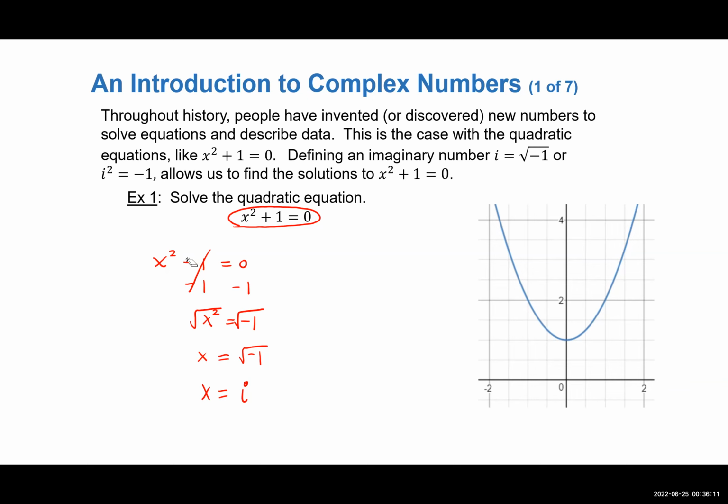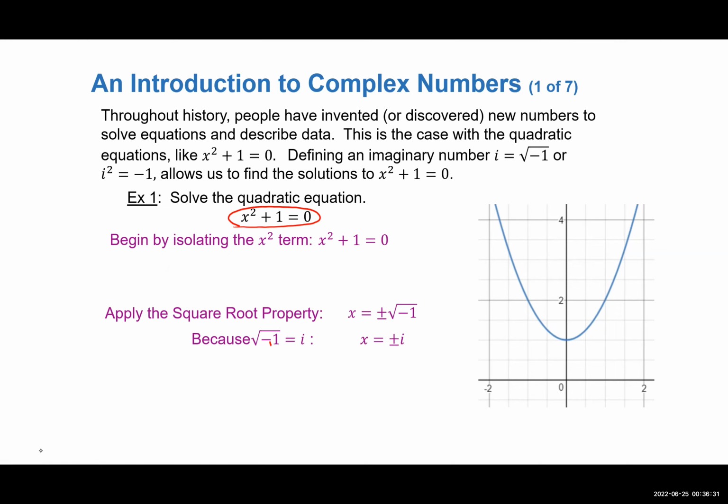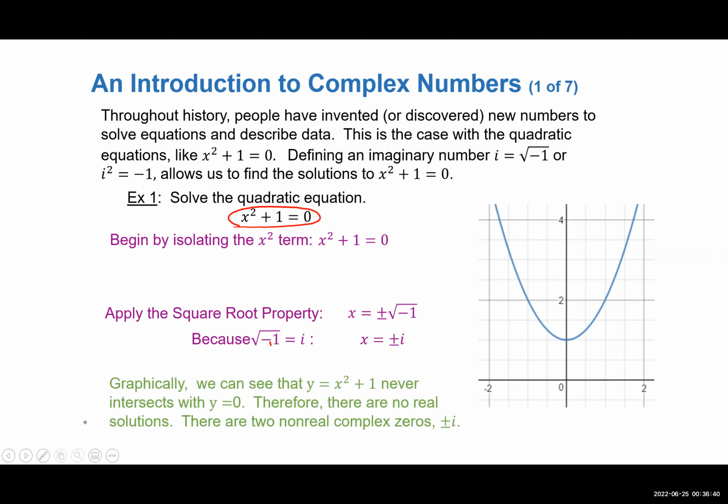Okay, so let's do that again by looking at what the textbook has for us. When we isolate the x squared, we apply the square root property. We get x equals plus or minus the square root of -1. But because the square root of -1 is i, we have plus or minus i. So when I did it the first time, I did forget the plus or minus. Don't forget that when you take the square root of something, you have to consider the positive and the negative, because a negative times a negative is a positive, and also a positive times a positive is a positive.